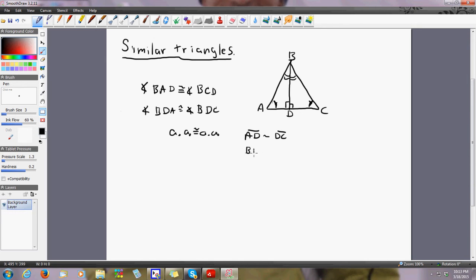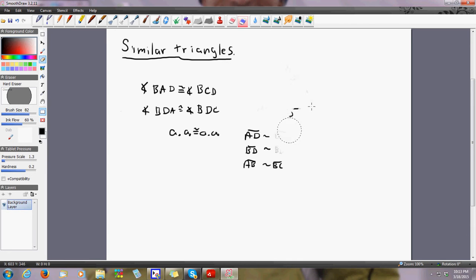BD is similar to BD, and AB is similar to BC. Now, none of this is earth-shattering, but it is important that you know that. And the reason why is because the two triangles are going to be proportional, and I'm going to get into that in a minute. And so I'm just going to erase this picture for 1 minute.